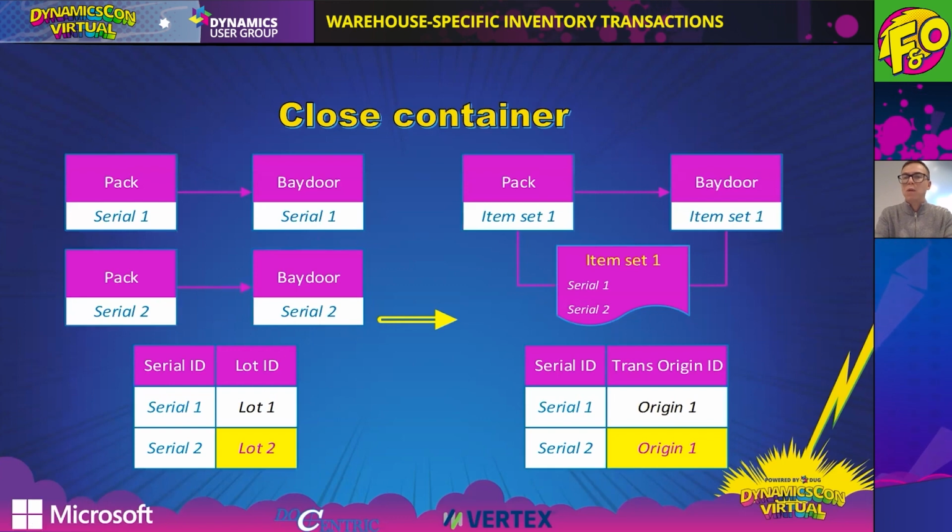Something very similar we did with the closed container functionality. Before, when you packed various serial numbers, they were generating unique container trans records. Each of them would create a pair of transactions: issue from pack and receive on bay door. Once you activate the warehouse transactions feature, we perform much smarter. We group serial numbers in a single item set, and we reuse it whenever possible in single group operations. But it also means that your container trans records may reference the same transaction, so they will have the same transaction origin ID.